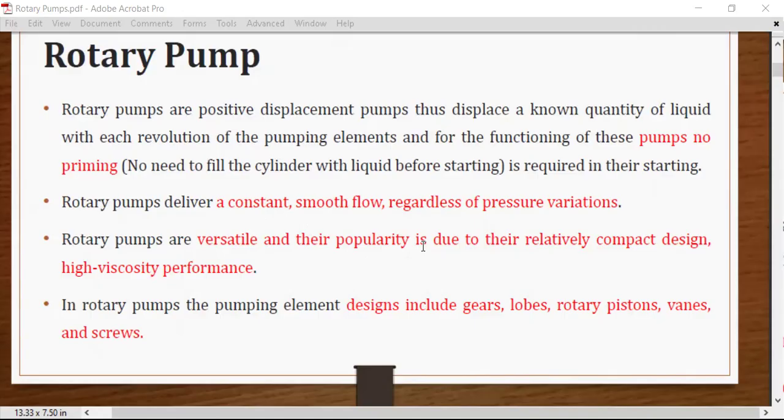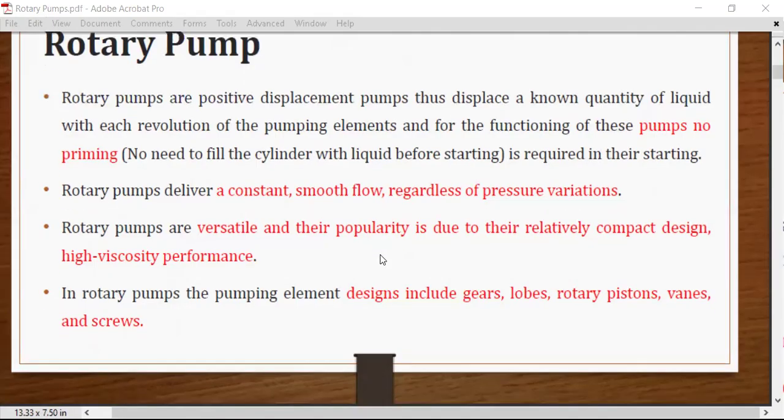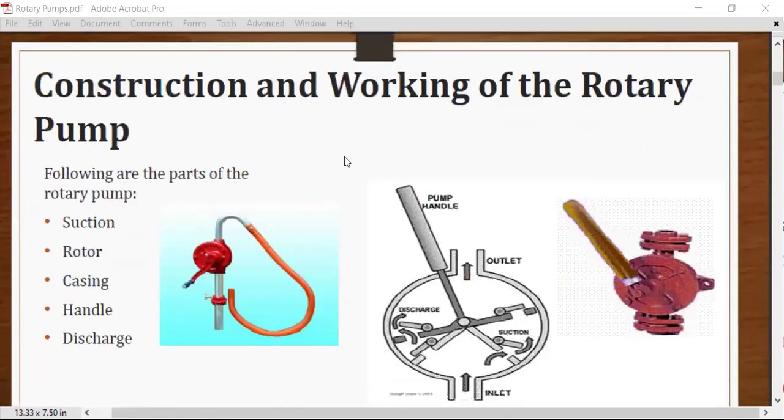In rotary pumps, the pumping element designs include gears, lobes, rotary pistons, vanes, and screws. And these pumps are named after these designs or pumping elements. Now, in this slide, we are going to see the construction and working of rotary pumps. That means the main parts of the rotary pump.